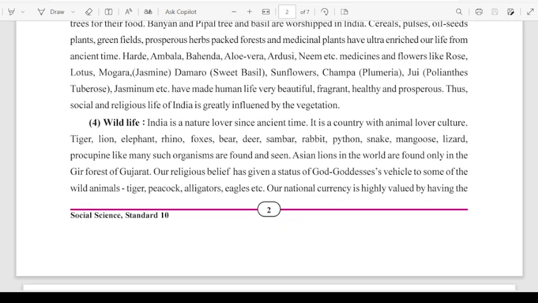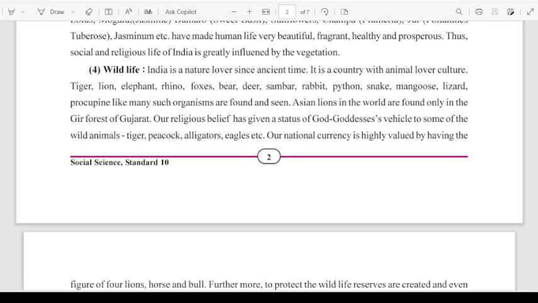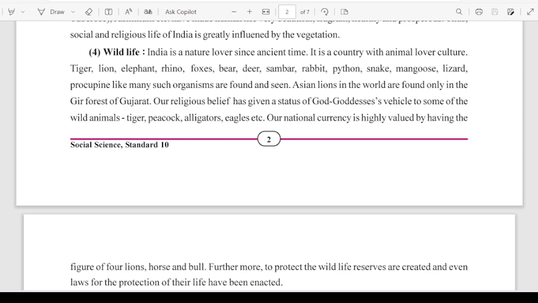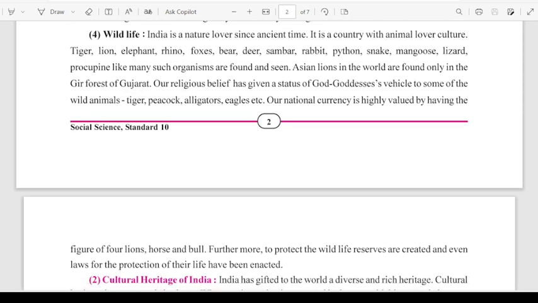India has been a nature lover since ancient times. It is a country with an animal-loving culture. Tiger, lion, elephant, rhino, foxes, bear, deer, sambar, rabbit, python, snake, mongoose, lizard, porcupine, and many such organisms are found and seen. Asian lions in the world are found only in the Gir forest of Gujarat.